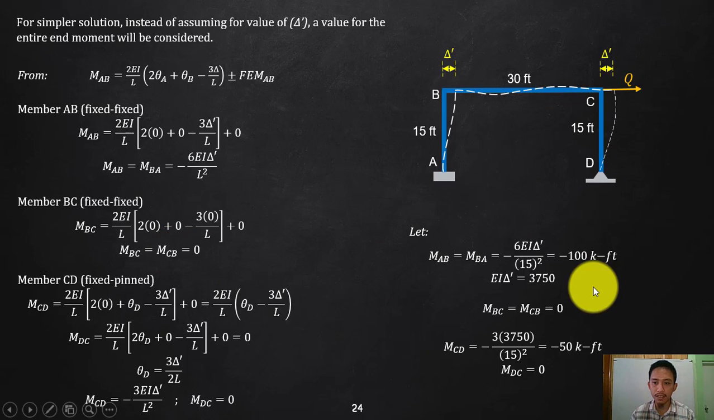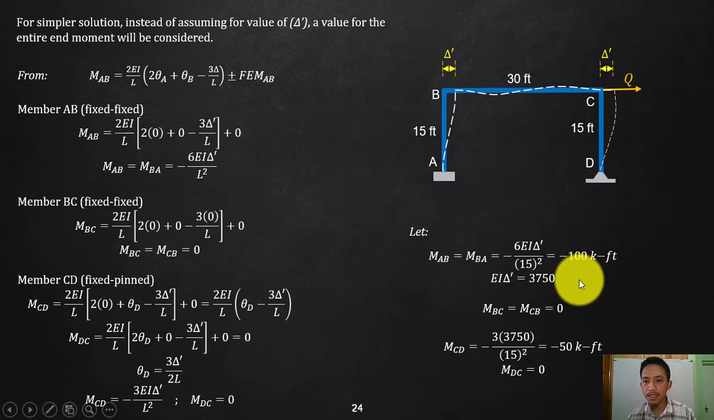There is no delta for that. So MBC and MCB are 0. So there is no end moment initially for BC and CB. And then of course, substitute that in your CD. 3750 is your EI delta prime. You will have 3, that is negative. Your length is 15 squared. So that is a negative 50 kip-feet. And then DC is still 0 since that is a simple support.